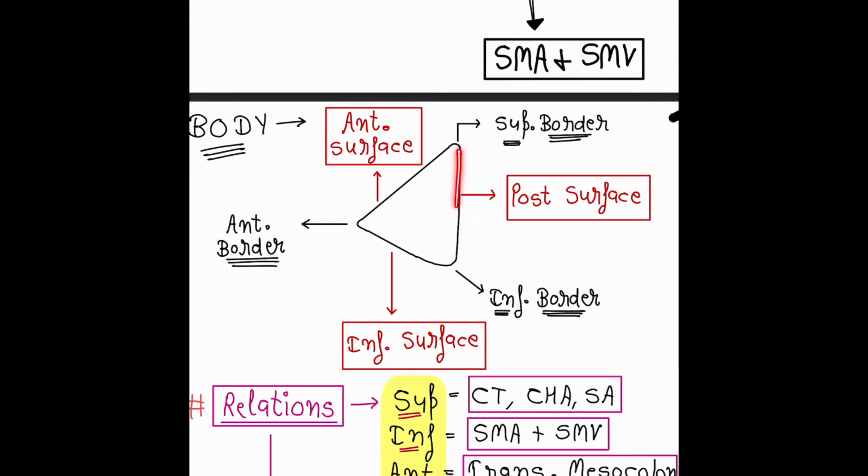The surface facing the back will be known as the posterior surface. The surface facing in front is the anterior surface, or rather more correctly I should call it the supero-anterior surface. And what's this surface? Inferior, or rather more correctly the antero-inferior surface, or infero-anterior surface, whatever you can call it.